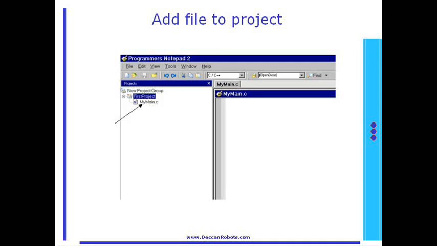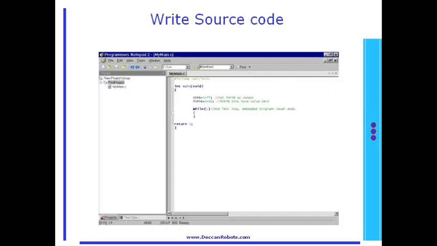Now it's time to write a simple code. I do not expect you to understand the meaning of the code, but want you to understand the process of project creation. A simple source code is written in MyMain.c file. Save this file. Let's move on to the next screen to understand the makefile creation process.